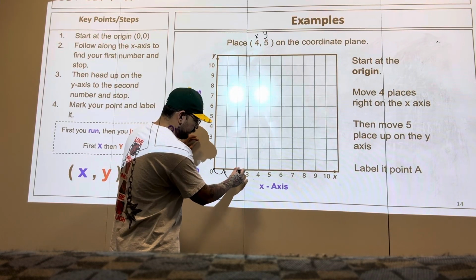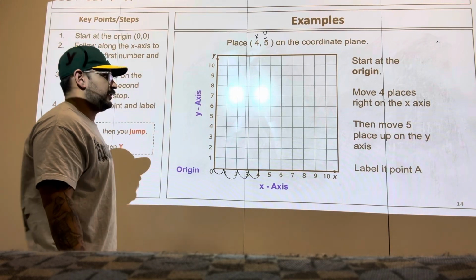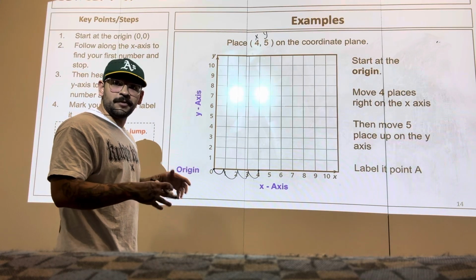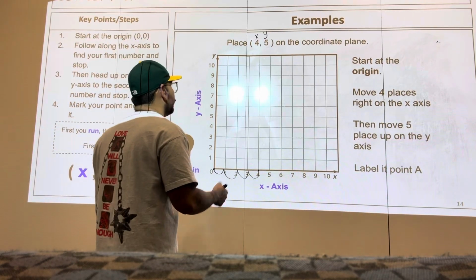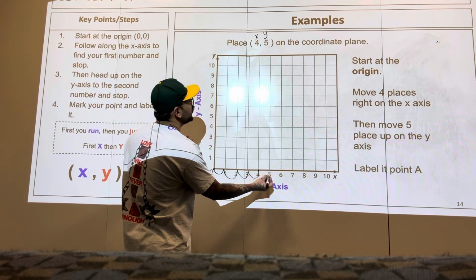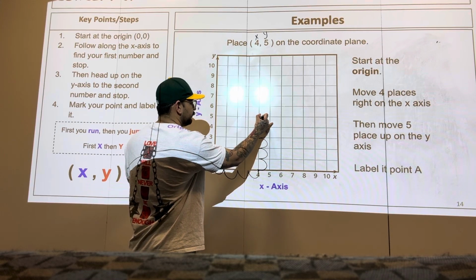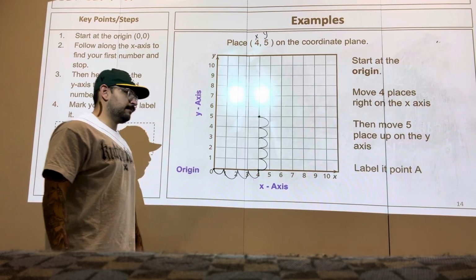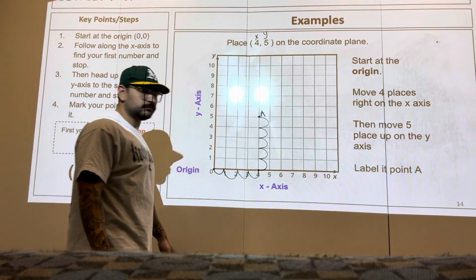1, 2, 3, 4. That's going to be your x point. And your y is going to tell you how many times you go up or jump. So first you run, then you jump. Let's go ahead and count that out. Starting from this x value, you're going to jump 5 times. 1, 2, 3, 4, 5. So that is where your point is going to end up. We're going to label it point A.